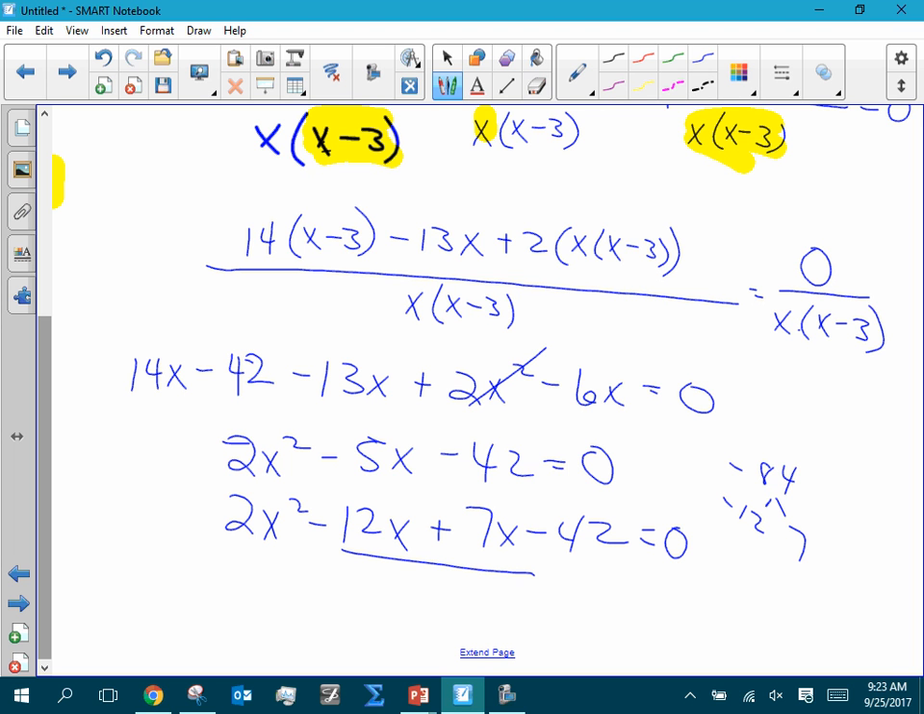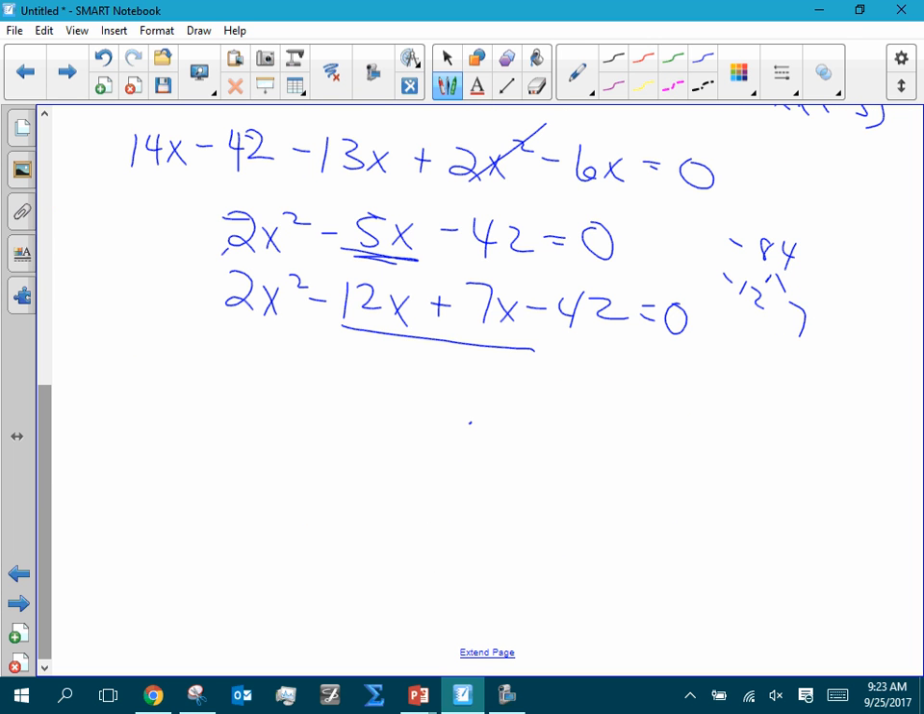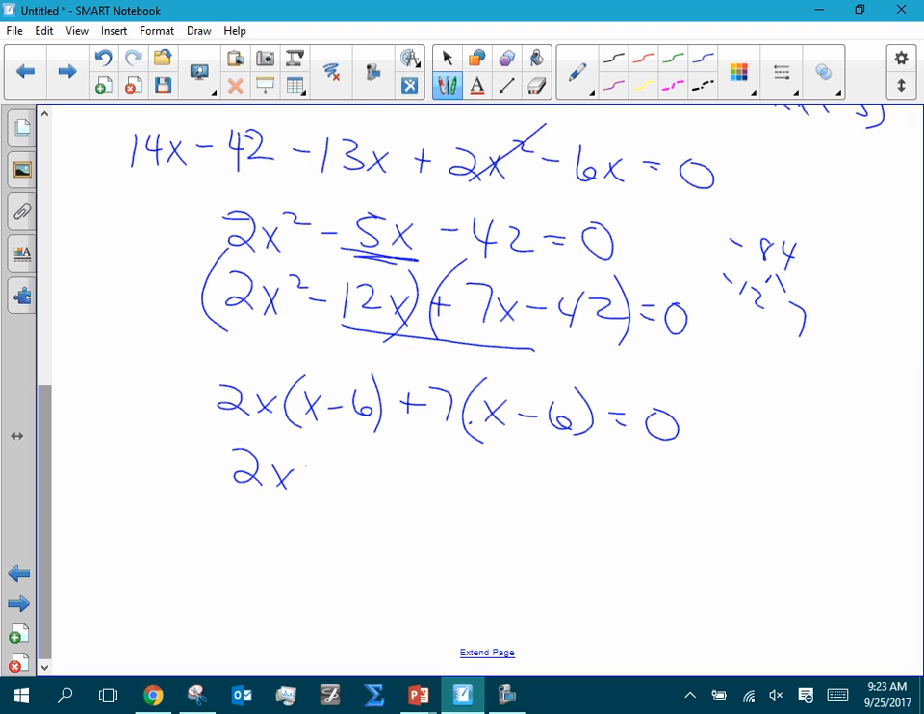So these two terms are exactly the same as that one there when I expand them. Group the first two, group the last two. Factor 2x out, so it gives me what, x minus 6. Factor the 7 out, x minus 6. So I get 2x plus 7 and x minus 6 to be 0. X equals 6 and negative 7.